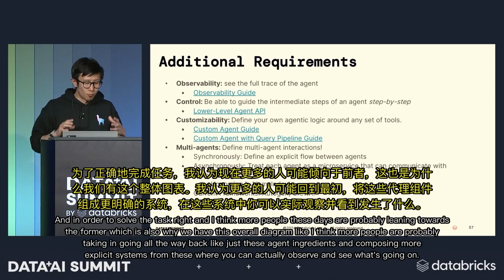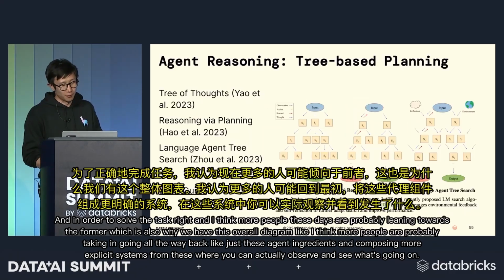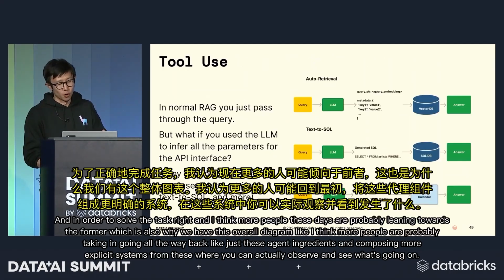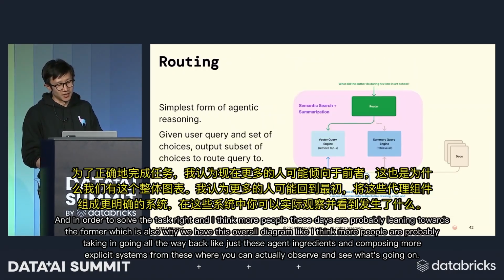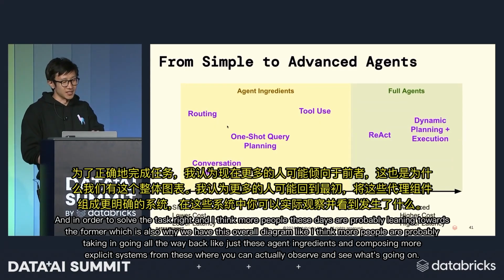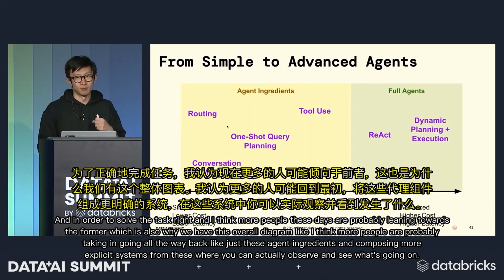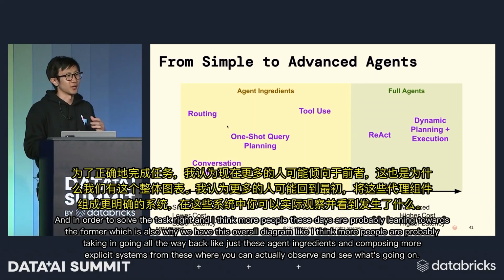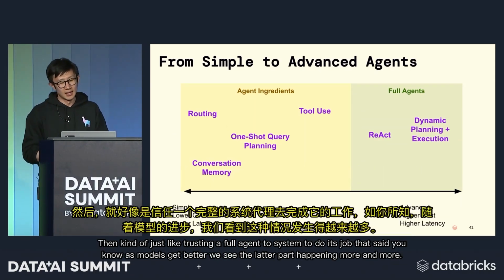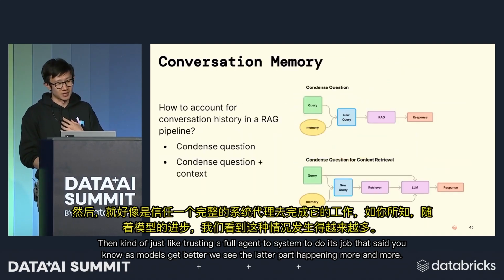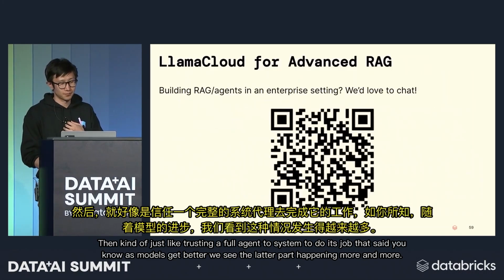And I think more people these days are probably leaning towards the former, which is also why we have this overall diagram. I think more people are probably going all the way back to these agent ingredients and composing more explicit systems from these, where you can actually observe and see what's going on, rather than just trusting a full agentic system to do its job. That said, as models get better, we see the latter part happening more and more.